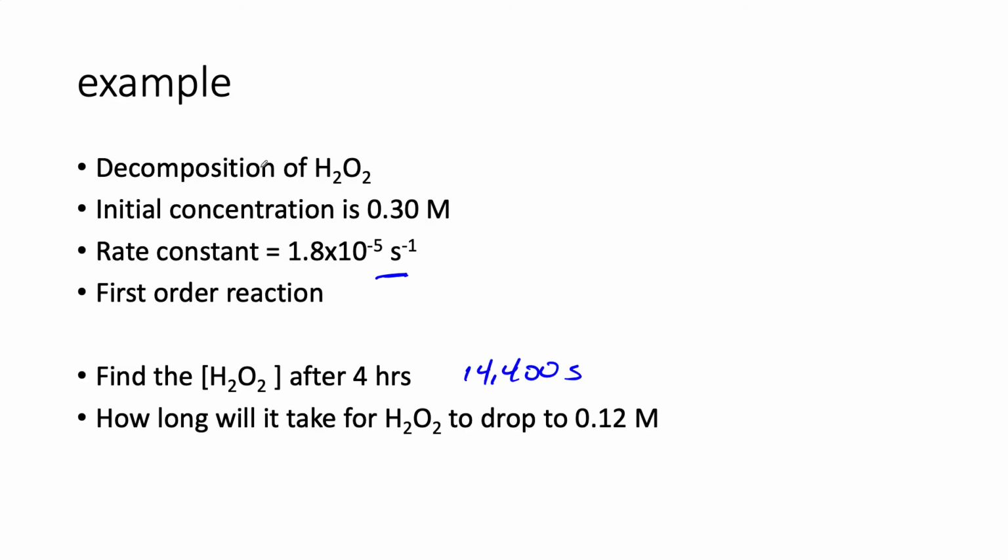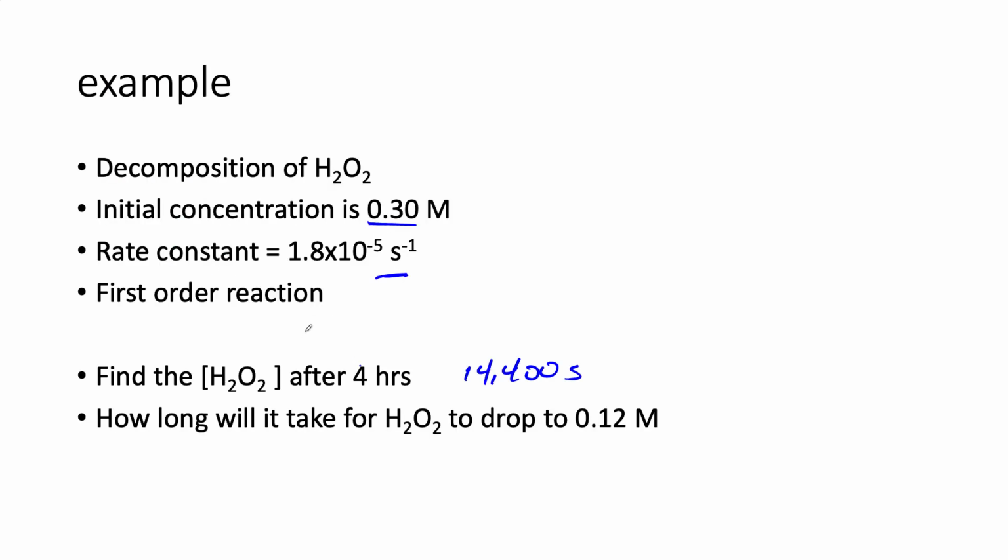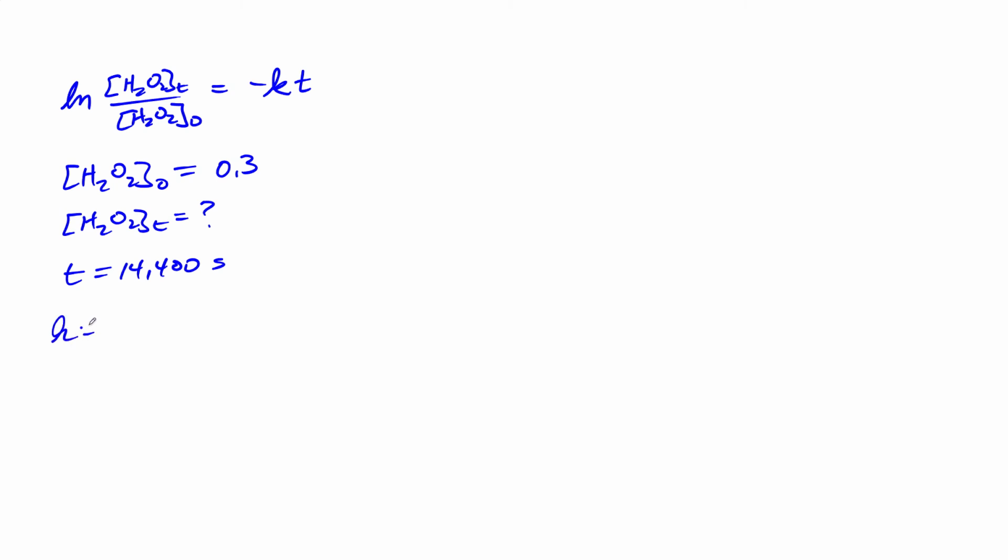So let's go back and look. Initial concentration is 0.3 molar. So H2O2 at 0 is 0.3. We want to know what the concentration is at whatever time. Time for us is going to be 14,400 seconds. That's what we got here, that's 4 hours. And remember, k is equal to 1.8 times 10 to the minus fifth. Now, let's go ahead and plug all this in.